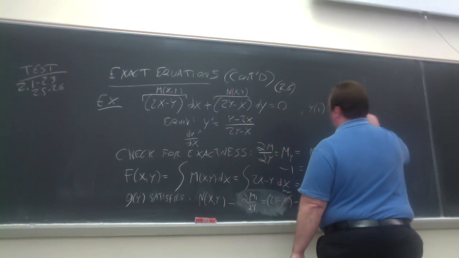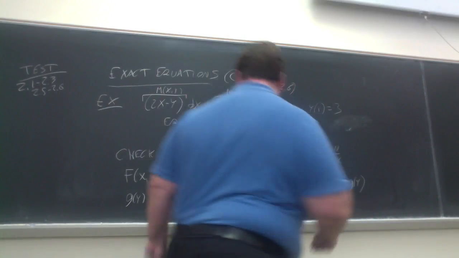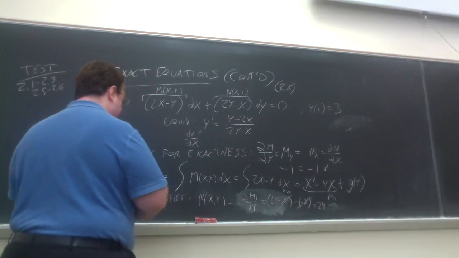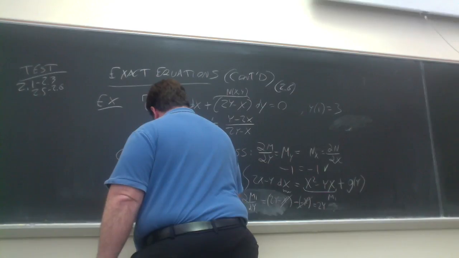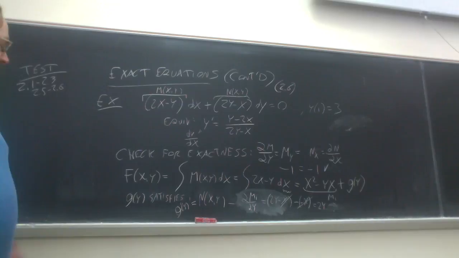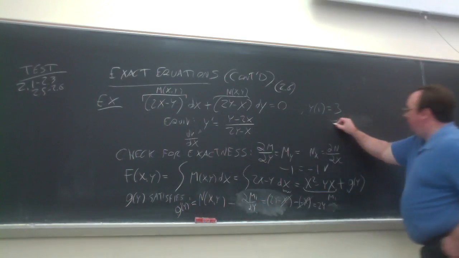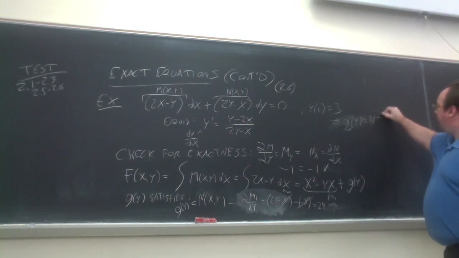g prime of y. Oh, I totally forgot to write that. To fix your notes, g prime of y is supposed to equal all of this. Okay. All right. So the g prime of y, which, to be clear, is n minus partial of n1 with respect to y, is equal to 2y.